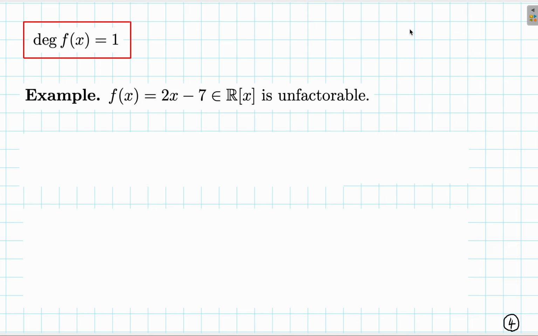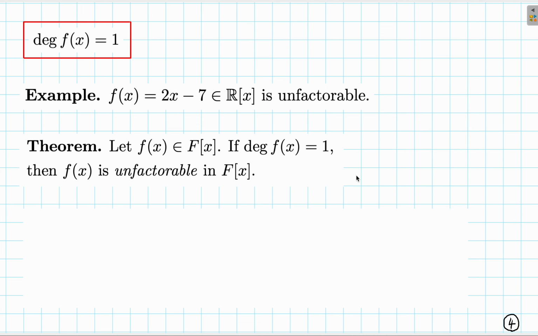Let's begin by considering degree 1 polynomials. So these are linear polynomials, such as f(x) = 2x - 7 in R[x], where R is the field of real numbers. Now this is an unfactorable polynomial, and in general we have the following theorem. Let f(x) be a polynomial in the polynomial ring F[x]. Then if the degree of f(x) is 1, so if we have a linear polynomial, then f(x) is unfactorable in F[x].